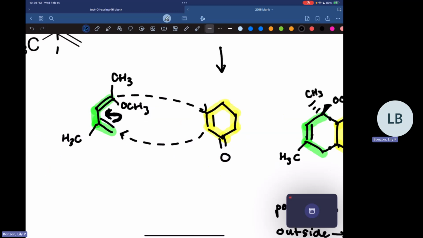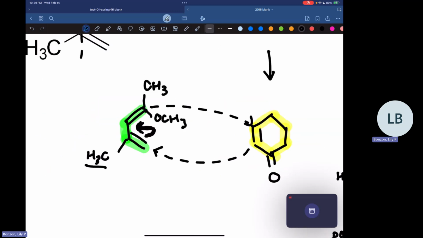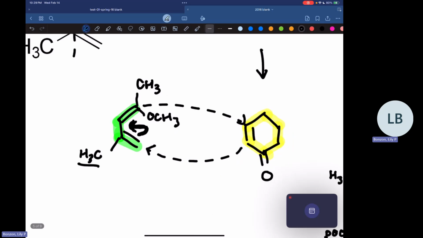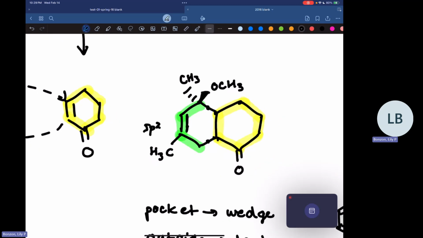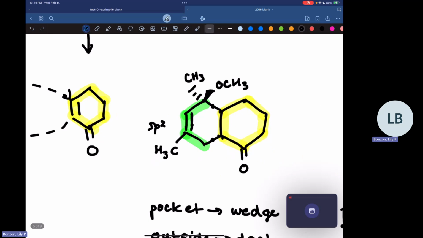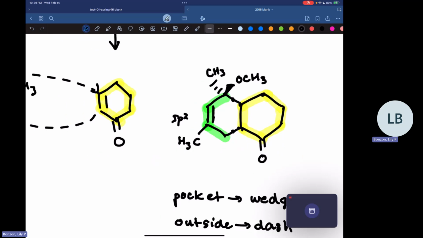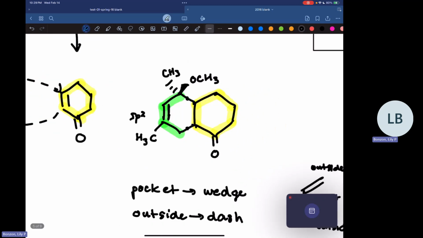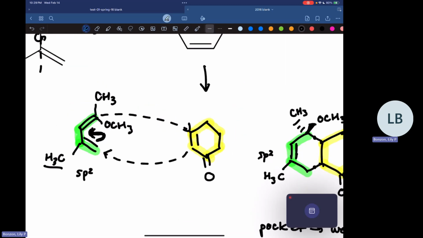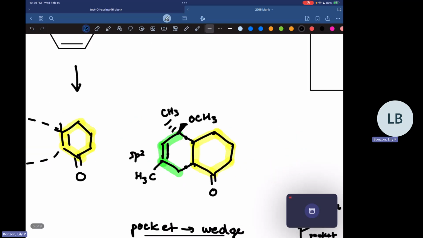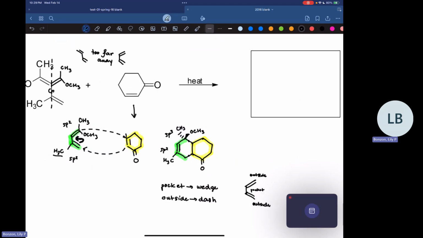Now, when we're looking at the CH3 on the bottom left, we don't need to look at stereochemistry for this one because in both structures, it's on an sp2 carbon. It's on a double bonded carbon. And so just remember that double bonded carbons are going to be flat. They're going to be planar. They don't have the wedge and dash stereochemistry like an sp3 carbon would. The reason why we have to consider it for this top carbon is because it went from sp2 and now it's sp3 in the product. All right.